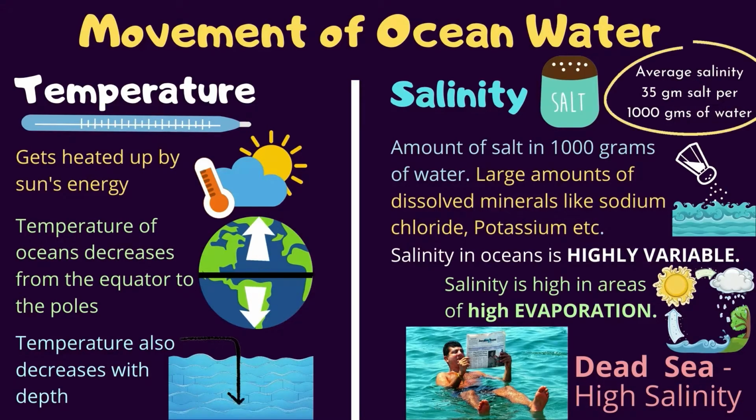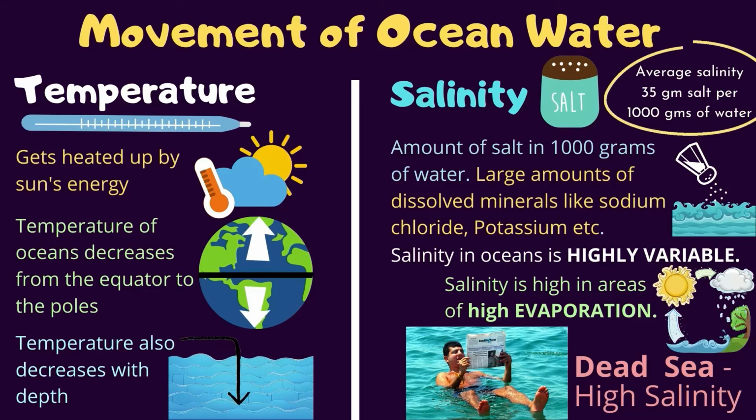Movement of ocean water. Two things that affect the movement of ocean water are temperature and salinity. Let's look at temperature first. The ocean water gets heated up by the sun's energy. Sunlight, the sun's heat energy, heats up the water in the ocean. Second, the temperature of oceans decreases from the equator to the poles.